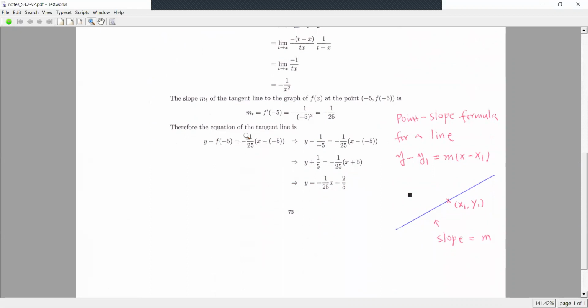Is equal to slope. Slope is negative 1 over 25. Parenthesis x minus x1. x1 is the x coordinate of this point. Function value at negative 5 is 1 over negative 5. Simplify this equation, then we get this equation. From this equation, it's easy to see that we have this equation. And this equation is the answer to the second question of this example.